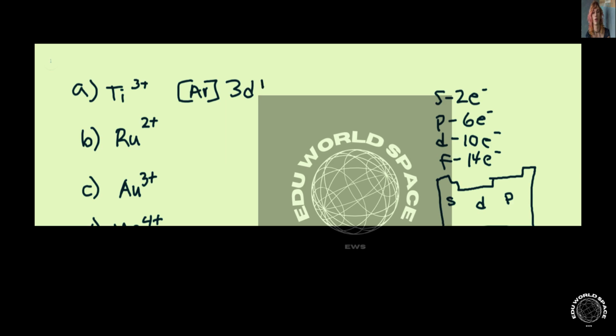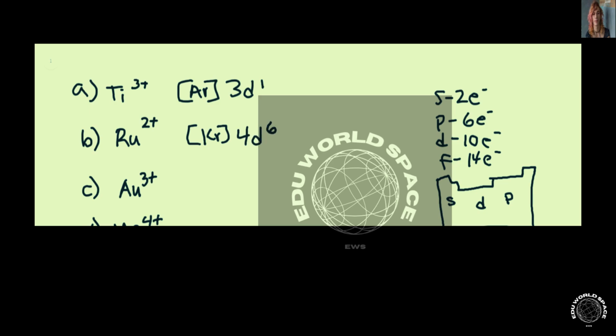Ruthenium 2+, we're going to look at the noble gas that comes before ruthenium, which is going to be Kr. And ruthenium 2+ is going to lose its 5s2 electrons to be left with 4d6.